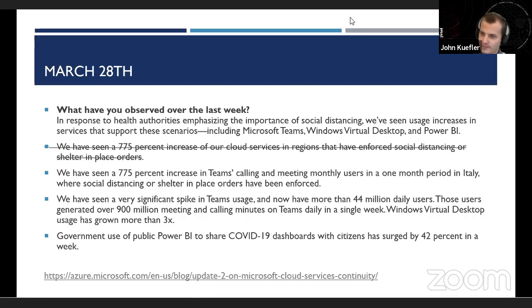They had a lot more demand for things like Teams, virtual desktops, Power BI. At first, they said they had a 775% increase in cloud service demand. It didn't end up being that high, but they still had a huge increase in cloud service demand, to the point where they weren't able to provision virtual machines for some people who wanted them. What they did have a 775% increase in demand in was Teams.